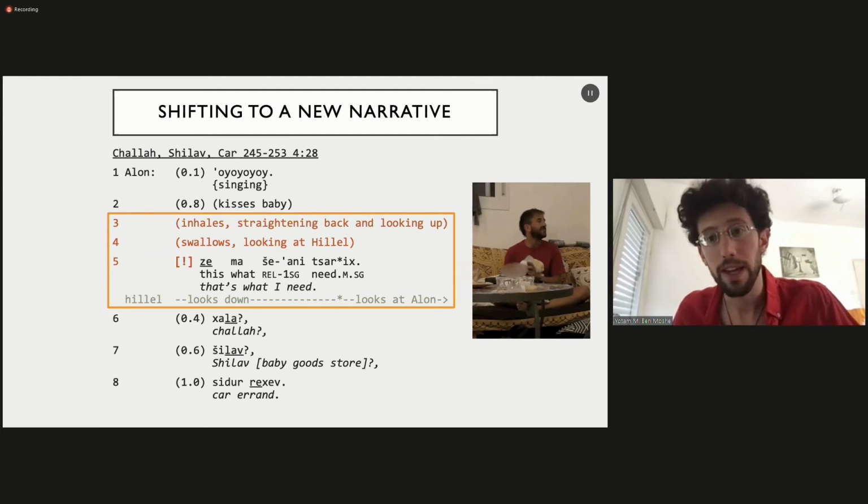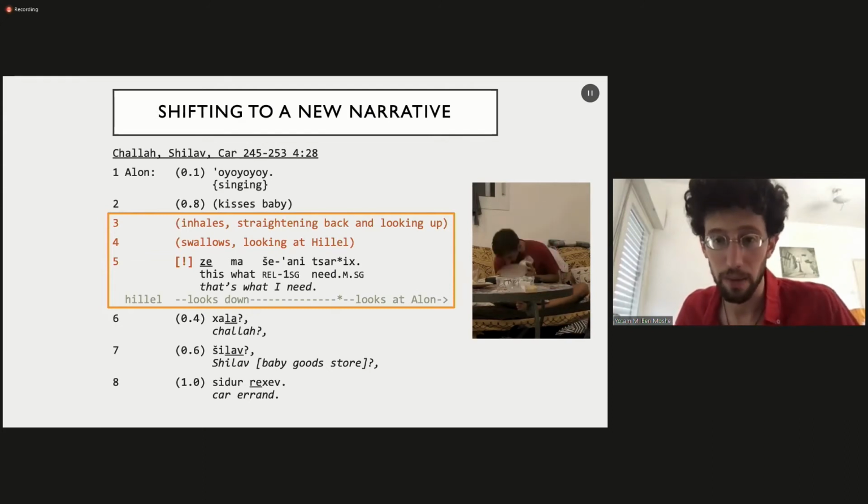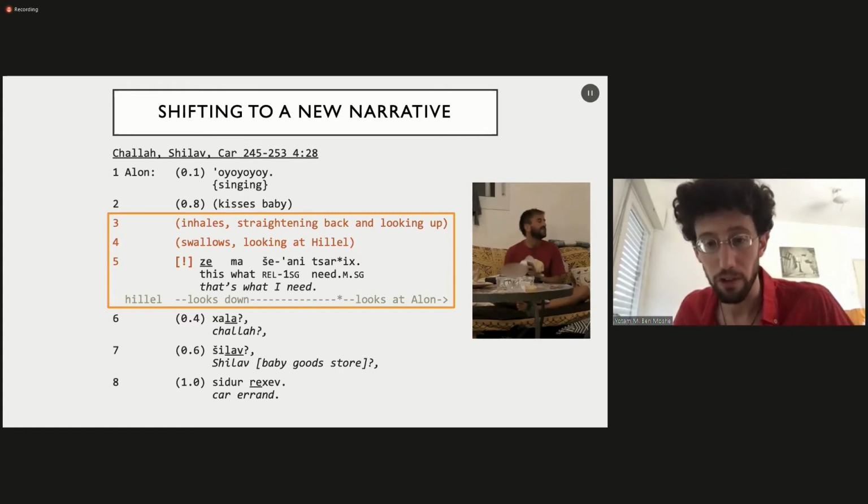Once more, the click here comes as part of a set of body managing practices, an in-breath and swallowing, along with a very big change in posture, which together take up about 2 seconds in total. Importantly, this frame shift is accompanied also by a complex syntactic construction, a reverse pseudocleft, marking the recapitulation of the previous topic.